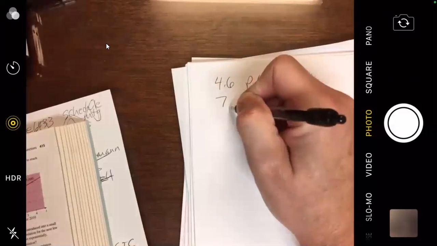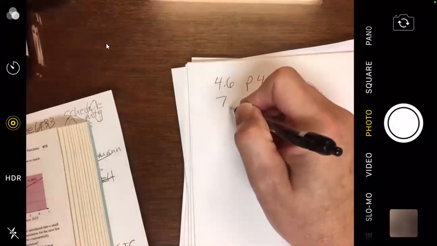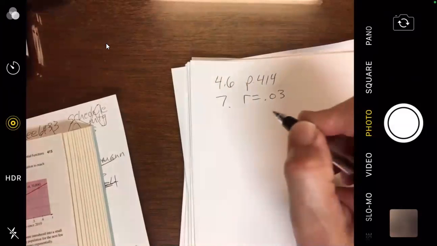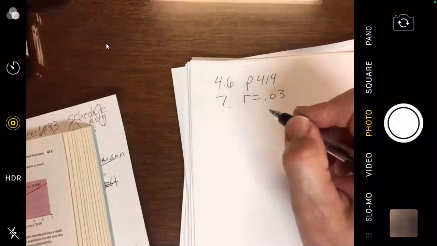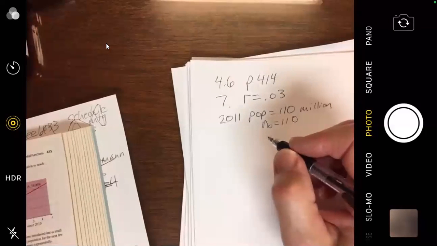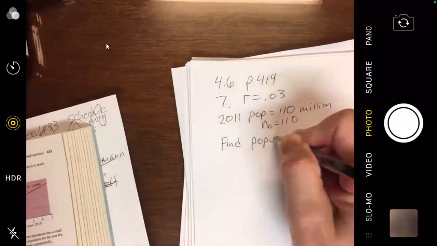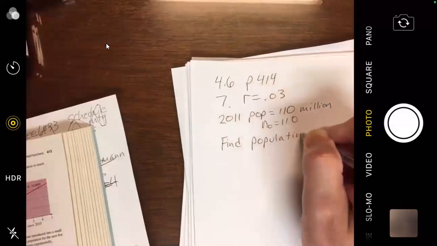Number 7. Population of a country has a growth rate of 3% per year. So R is 0.03. The government is trying to reduce the growth rate to 2%. Population in 2011 is 110 million. That'll be its N0. Find the projected population in 2036.